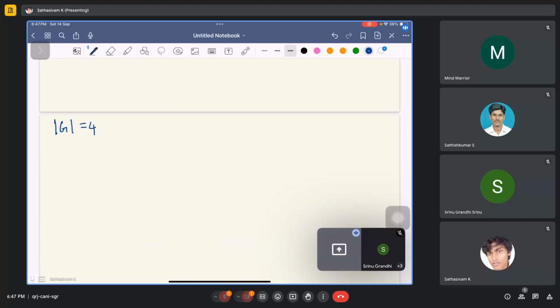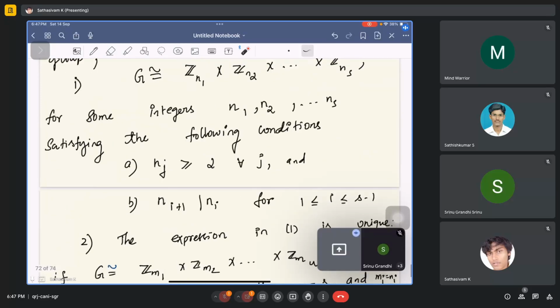So if you take 4, what are the possibilities? I can write it as Z4. I can write it as Z2 cross Z2. These are the only two possibilities. Here we are also going to use Lagrange's theorem, so the other numbers cannot come. The only possible numbers are 1, 2, or 4. But 1 we are not going to use, since the Ni have to be greater than or equal to 2, right? So 1 we will not use.